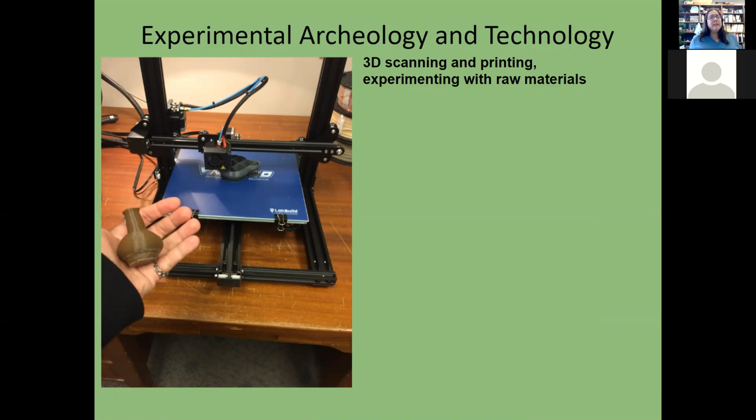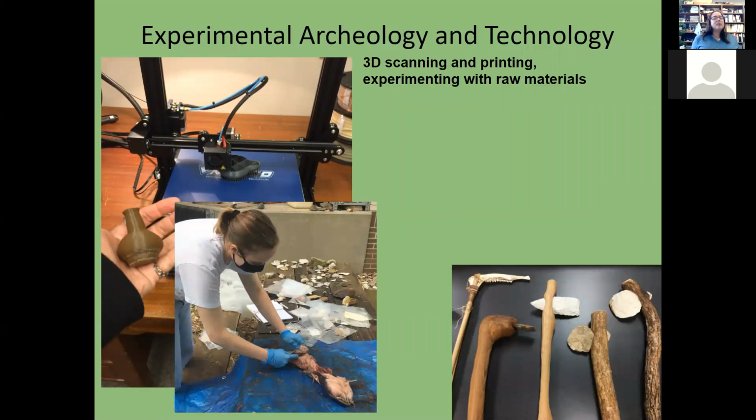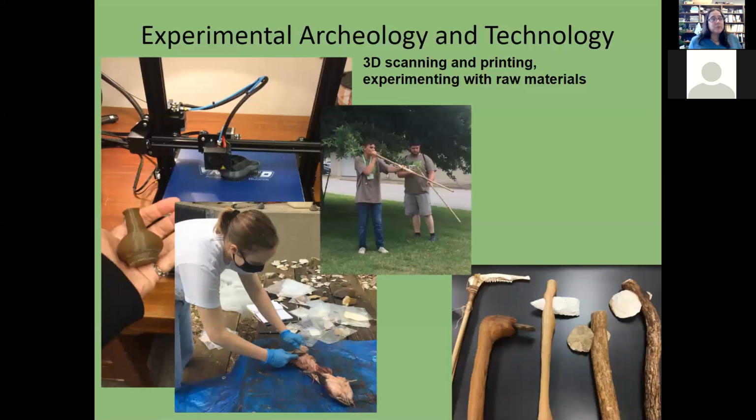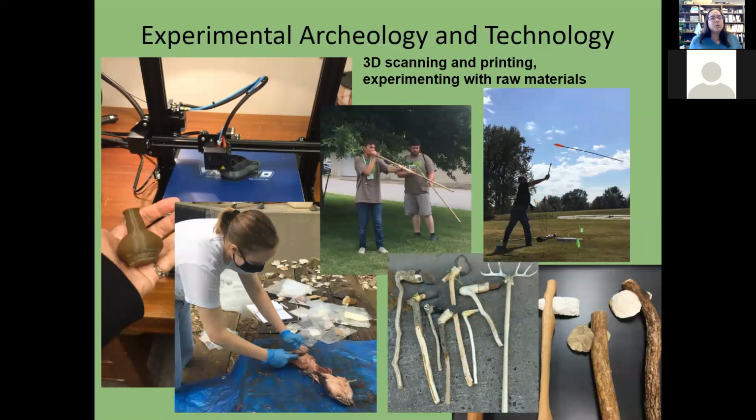And then experimenting with raw materials can take on any form. You can butcher a catfish with stone tools. You can recreate all kinds of farming implements and tree felling implements with stone tools. These are actual replicas that were made by some archaeologists at the Arkansas Archaeological Survey. You can experiment with different ways of hunting by using blow guns or other farming tools, or hunting tools like the atlatl, the spear thrower.